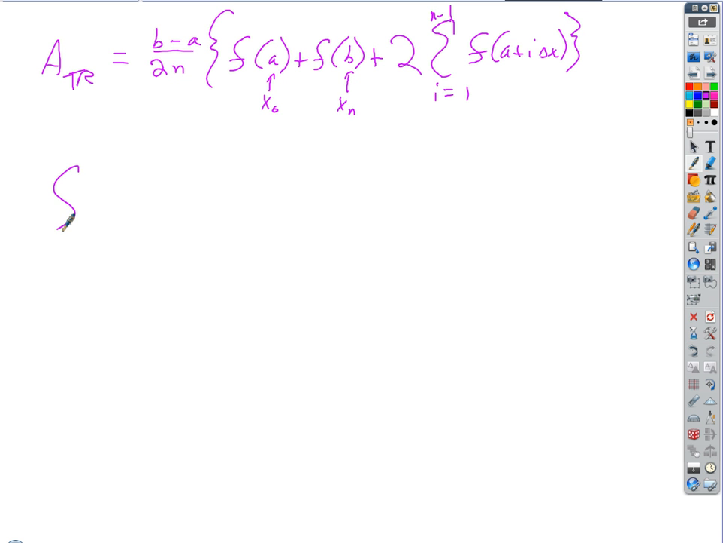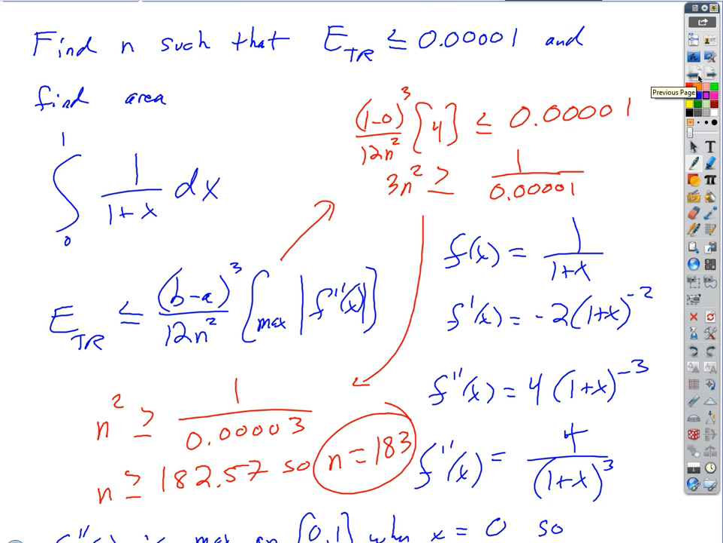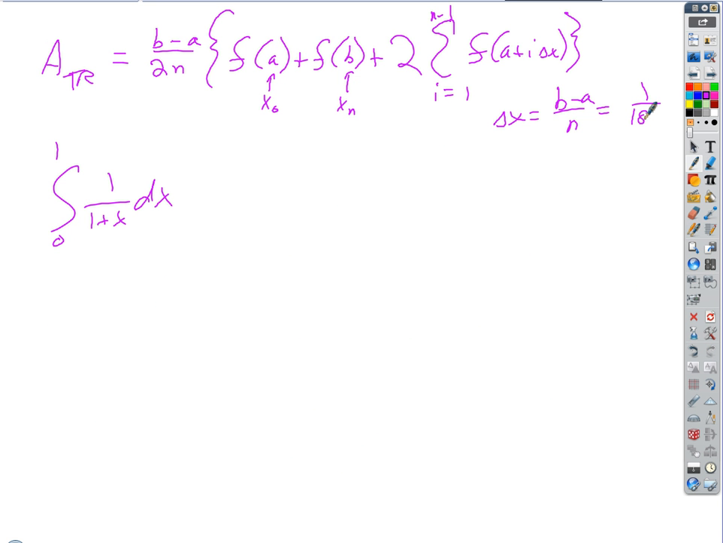Right, we're doing the integral of 1 over 1 plus x from 0 to 1. So what's that tell us? What's a, what's b? a is 0, b is 1, right? Delta x is b minus a over n, right? So that's equal to 1 over, what was n again? It was 183. Okay, 183. So there's delta x, right?